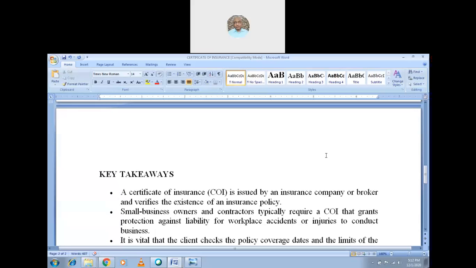The second point is that small business owners and contractors typically require the COI that grants protection against liability for workplace accidents or injuries in conducting business. Even some businessmen would like to come under this insurance coverage because they are the people who will work. If any untoward incident happens, then the insurance will come to the rescue, whether workplace accidents or injuries.